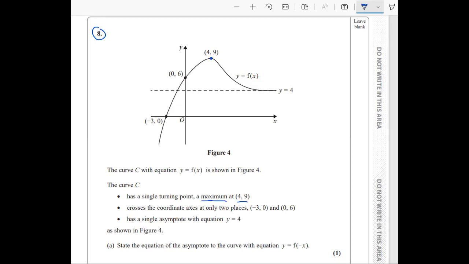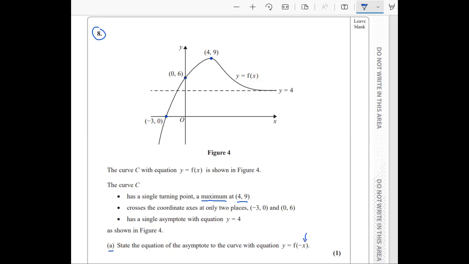This crosses the coordinate axes at only two places. So it is basically touching the x-axis at (-3, 0) and the y-axis at (0, 6), and has a single asymptote with equation y equals 4. Okay, that is obvious. The first part is: state the equation of the asymptote to the curve with equation y equals f of -x. Everything would be the same. The only difference is that this time we have -x.